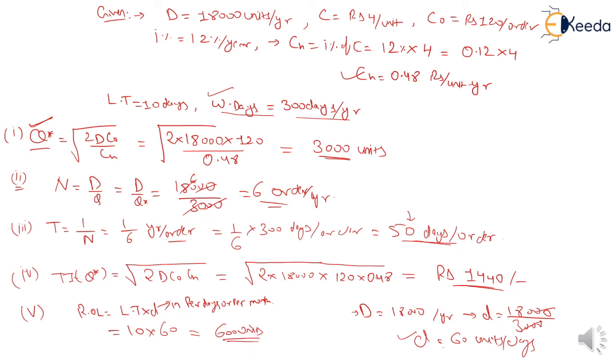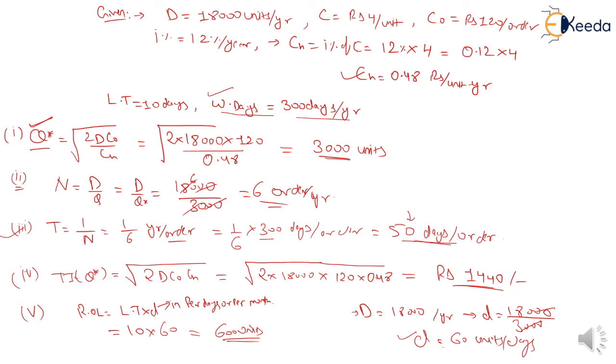Clear to all, students? How to calculate the economic order quantity? Square root of 2D C0 by CH, putting all the values of D, C0 and CH. How to calculate the optimal number of orders to be placed in the year? N is nothing but D by Q, but in the question the optimal is asked, so in place of Q, Q star is put. And the length of one inventory cycle is nothing but 1 by N multiplied by the working days given in the question, so easily the 50 days per order is your answer.